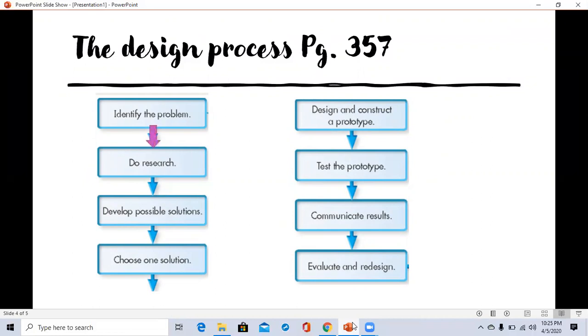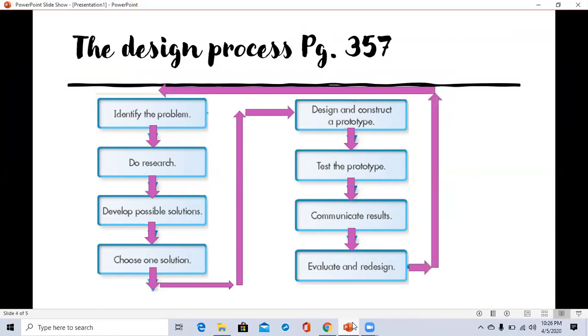Firstly, identify the problem. Then do some research on the problem. Then develop possible solutions. Then you choose one of those solutions. Then move over to design and construct a prototype. Then test that prototype. After that testing, you communicate the results of your findings. Then evaluate the design. Any problems that you find can then be addressed by going through the design process again. These steps are followed until you find the perfect solution to the problem.